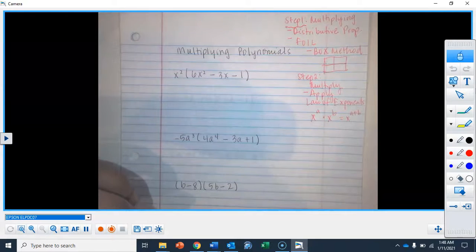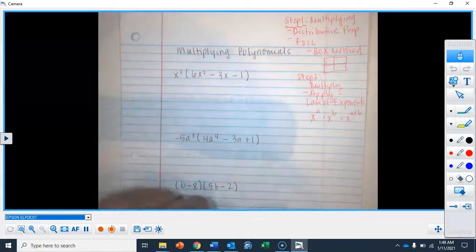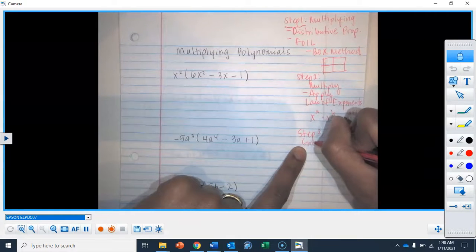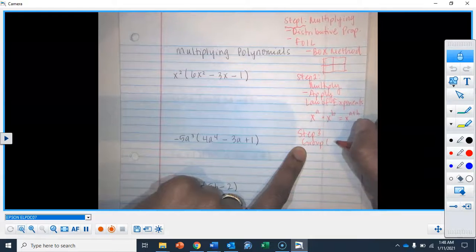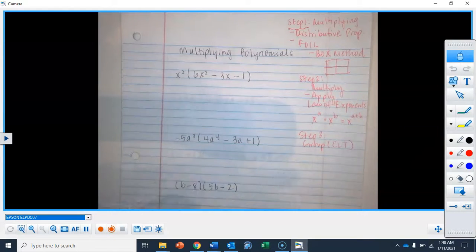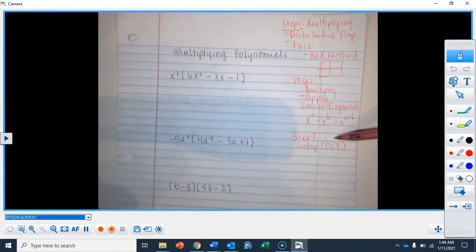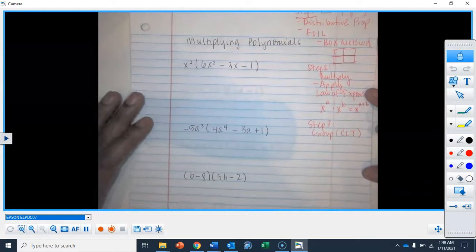Just to be clear, after you do the law of exponents and you get all your terms, step 3 is you begin to group, just like you do in addition, and CLT, combine like terms. So step 1, multiply using one of these methods. Step 2, after you do the multiplication, apply the law of exponents. And then step 3, group the like terms together and combine like terms. All right, so here we go.